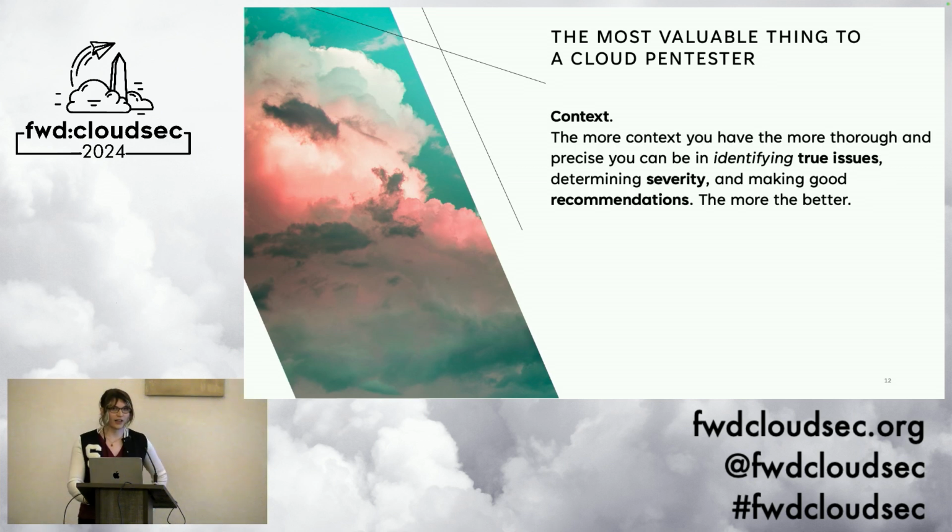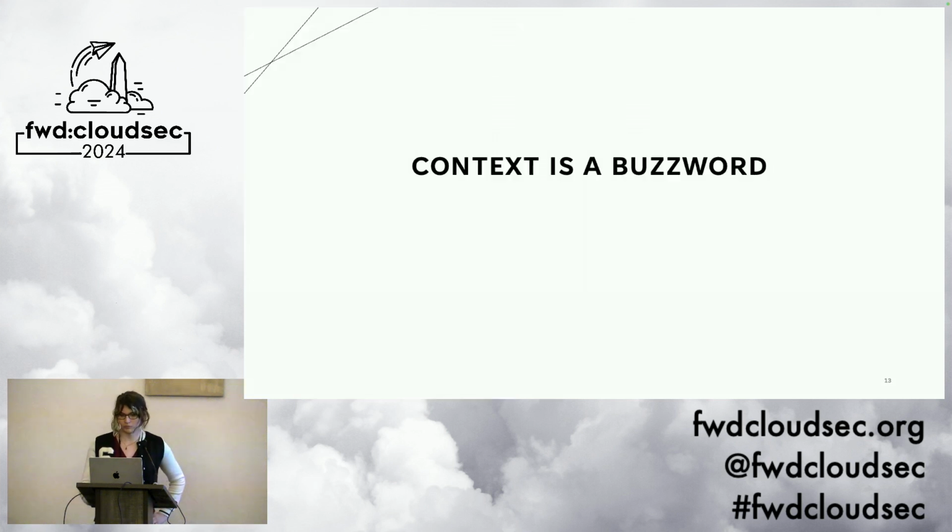And context is something that is probably the most important thing in my mind for cloud pen testing, because this is the thing that will allow you to make better recommendations to your client, to determine severity of issues, and also make sure that you're removing things like false positives. The more context that you have, the better. And inside of all the cloud security forum Slack threads, usually you'll see something like context is king. And I agree with that sentiment. But context is also a buzzword. Because what are we actually talking about when we're talking about context?